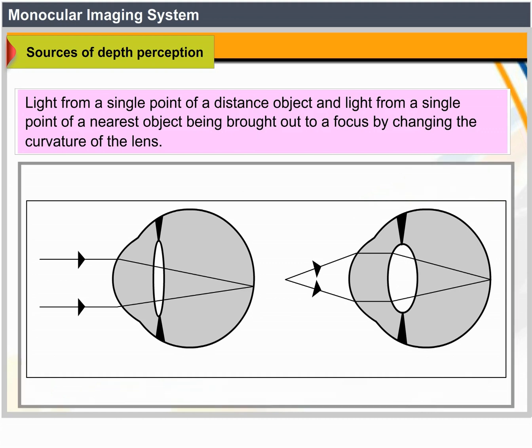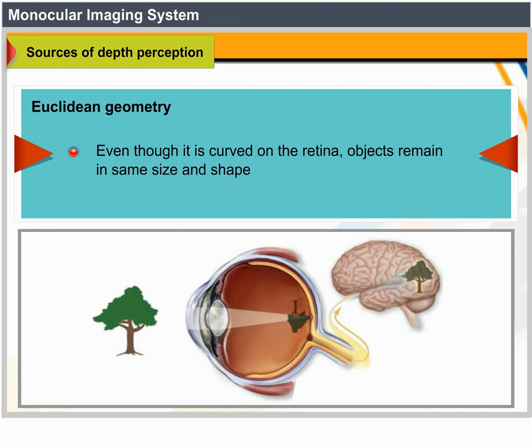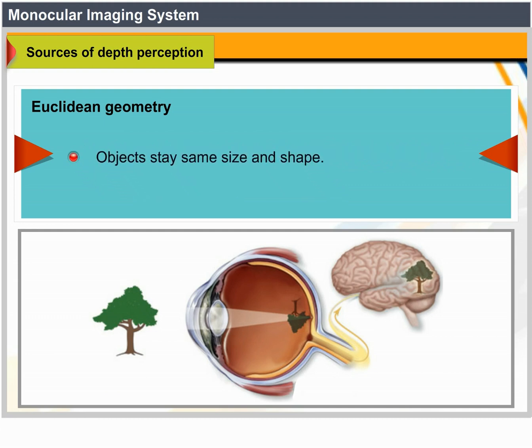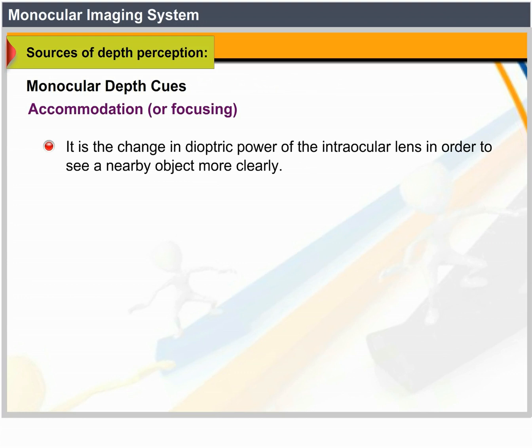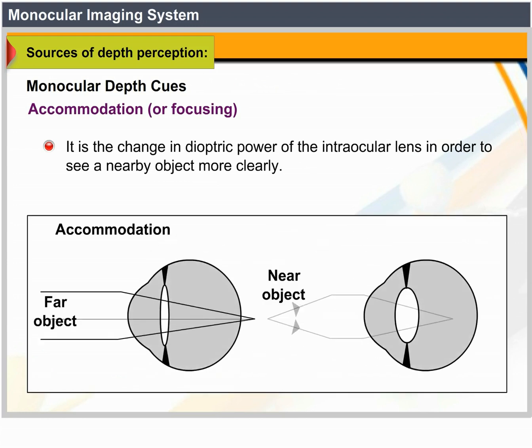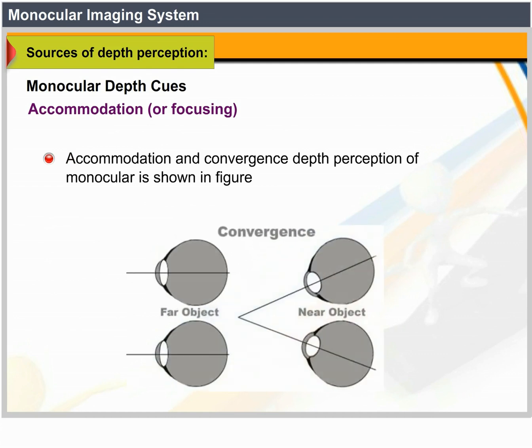Euclidean geometry. Parallel lines remain parallel when extended in space. Even though curved on the retina, objects stay the same size and shape. Monocular depth cues. Accommodation or focusing. It is a change in dioptric power of the intraocular lens in order to see a near object more clearly. The more accommodation needed, the closer the object. Accommodation and convergence depth perception of monocular shown in figure.